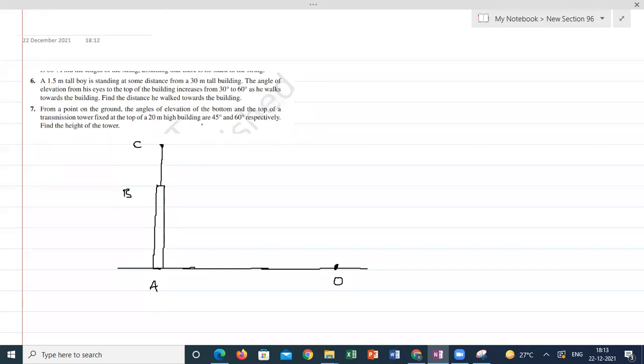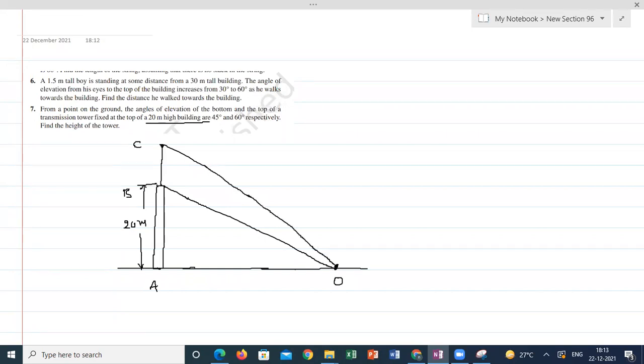An observer is observing the angle of elevations of the top of a 20-meter high building. So the height of the building is 20 meters. From a point on the ground, the angle of elevations of the bottom and top of a transmission tower fixed on the top of a 20-meter high building. He is observing the bottom of the tower and the top of the tower. The bottom of the tower, the angle of elevation is 30 degrees. When we observe the top of the tower, the angle of elevation is 60 degrees. And he is asking us to find the height of the tower.